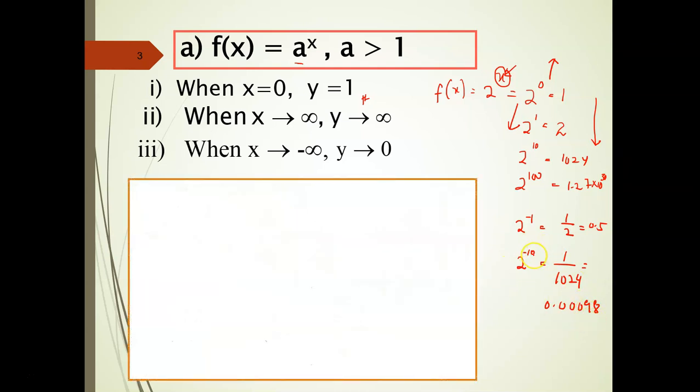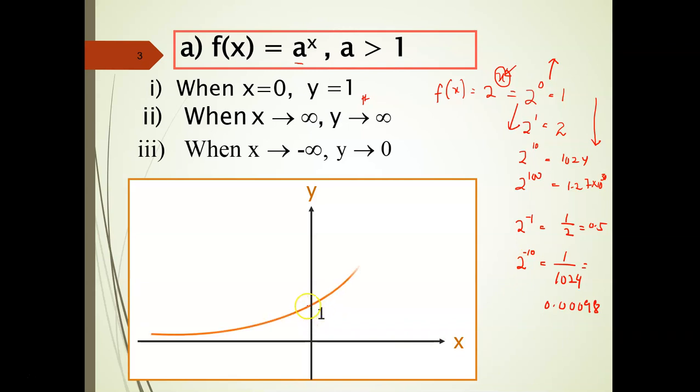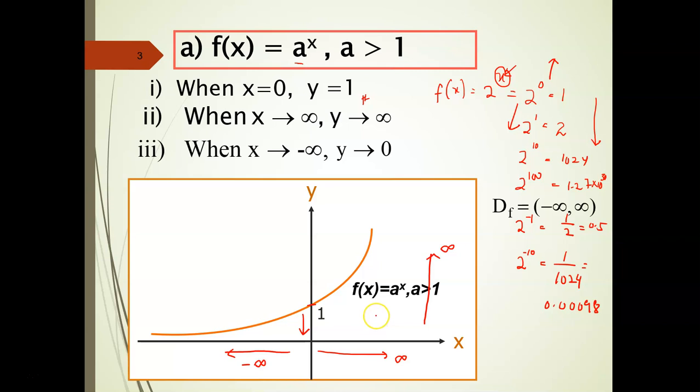How will your graph look? It will be like this. You will touch at the coordinate of (0, 1), and then it will go up, meaning that when x is approaching infinity, your y will be approaching positive infinity. Number 3, when x is approaching negative infinity, your y will be approaching 0. You can see that from the graph. So this is the first case.